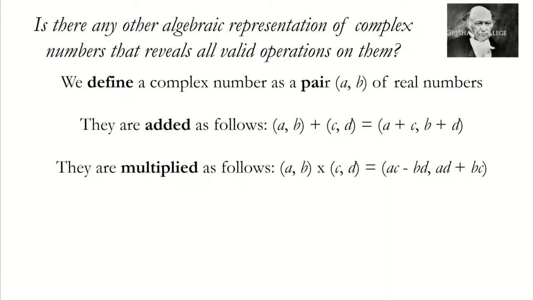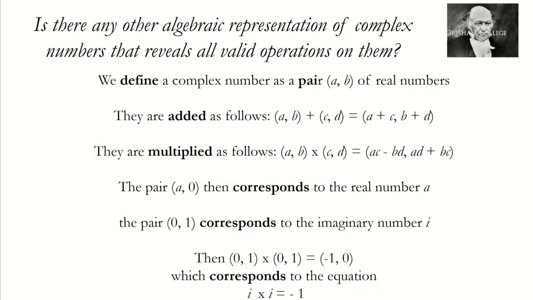Okay. And you say, that's fine. That's very, very good. You've got pairs of real numbers, and you've got a way of adding them to get another pair of real numbers, a way of multiplying to get another pair of real numbers. What's this got to do with complex numbers? What I say is this exactly parallels what we've been doing with complex numbers, because we can associate the pair (A, 0) with the real number A.